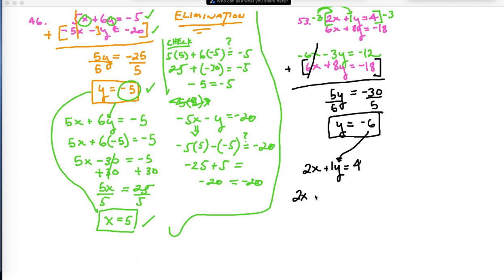Okay. 2x minus 6 equals 4. And then I solve this for x by adding 6 on both sides. This cancels. Okay, 2x, don't glitch out. 2x equals 10. I divide by 2 on both sides.